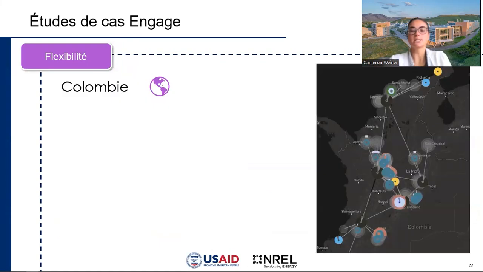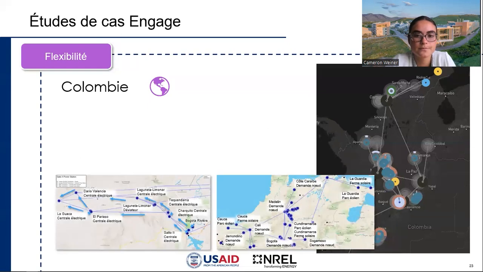So what does this actually look like in practice? Some examples of where Engage has been deployed include this Colombia model, where the Engage team developed a model that simulated the country's complex hydroelectric system. This hydroelectric system is responsible for a significant portion of Colombia's generation capacity, and it consists of a complex network of interconnected reservoirs, rivers, mountain tunnels, and dams.